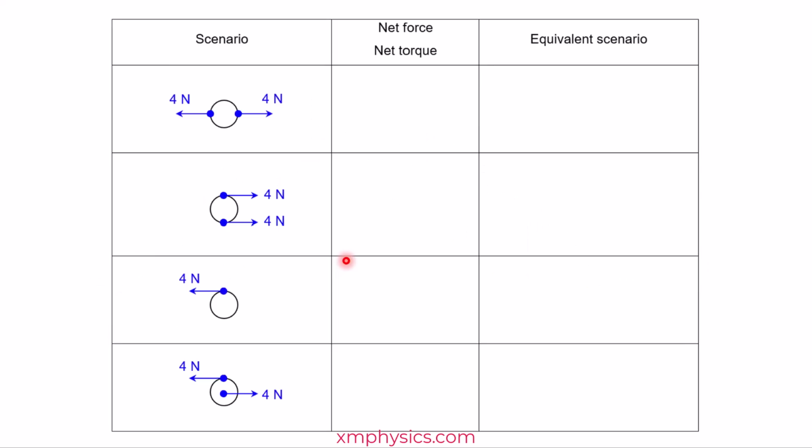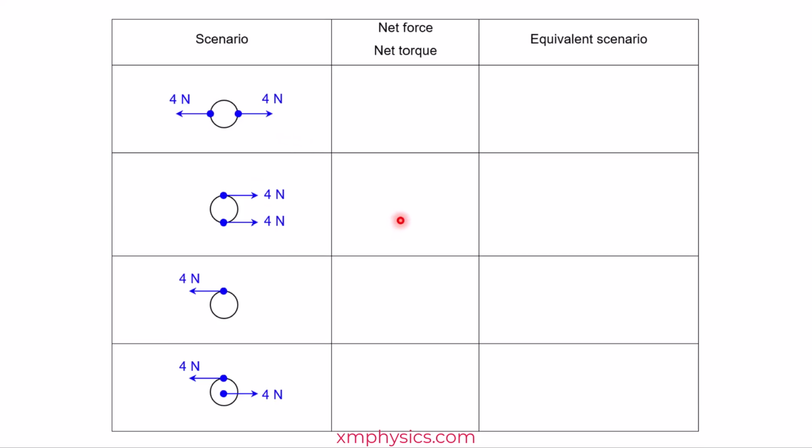So this is quite a powerful technique, so let's have some practice here. So I have these four scenarios here. Let's say this circular object has a radius of 2 meters. That means the diameter is 4 meters, yeah? So given these scenarios here, can you figure out what is the net force and net torque and therefore predict what is the subsequent motion of this circular object?